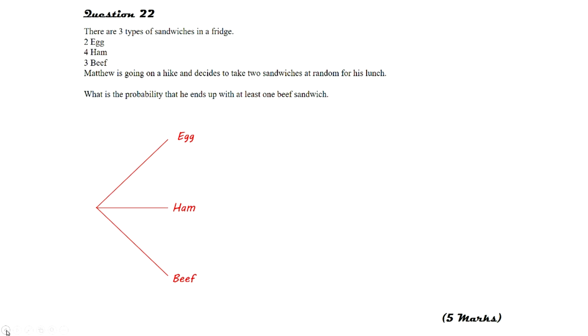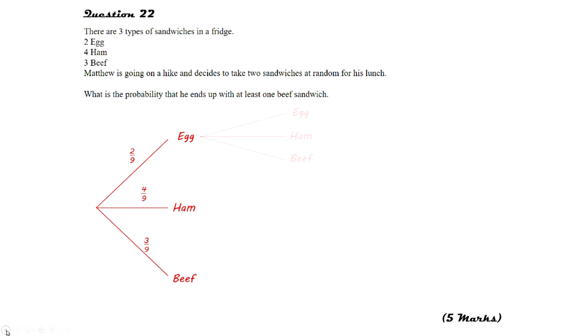So what I'm going to do now is pop on the probabilities that he picks egg, ham and beef. There are in total 9 sandwiches in the fridge and 2 of them are egg, so the probability is 2/9. 4 of them are ham, probability is 4/9, and 3 of them are beef, so 3/9 for that one. Now this is where things start to get a little bit trickier. Once I've taken the first sandwich, that goes in my bag. It does not go back in the fridge. So there are no longer 9 sandwiches in the fridge. There are now 8, and that needs to be reflected in my second choice.